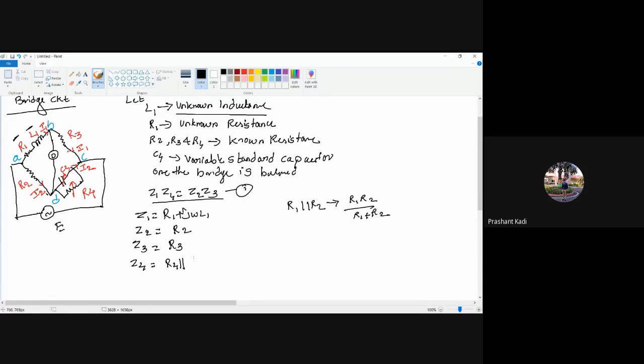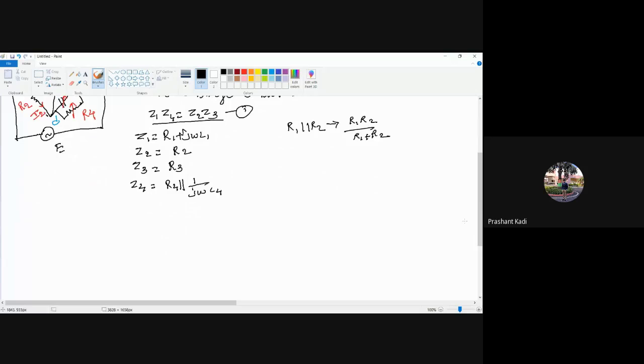How do we represent capacitive reactance? 1 by j omega C4. R4 is in parallel with the capacitive reactance, 1 by j omega C4. So after solving the combination, what do we get now? R4 is in parallel with 1 by j omega C4.